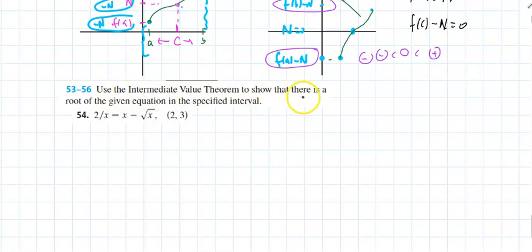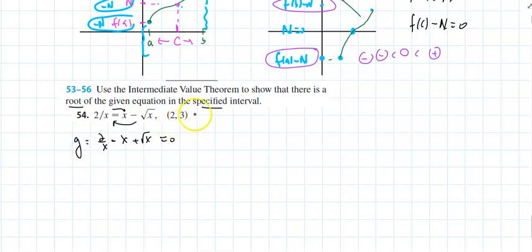It says use the intermediate value theorem to show that there is one root between those. Show that basically between 2 and 3 there is a point. Well, guess what? I'm going to take 2 over x, and it doesn't matter how you do this, whether you move this to the left or this to the right. And I'm going to call this function g.